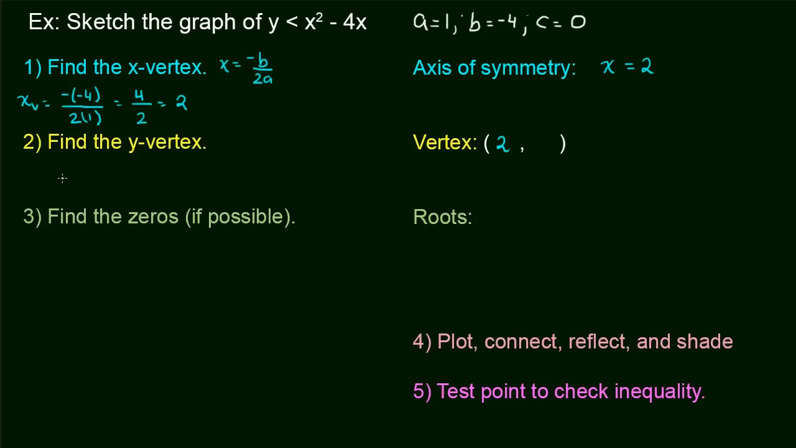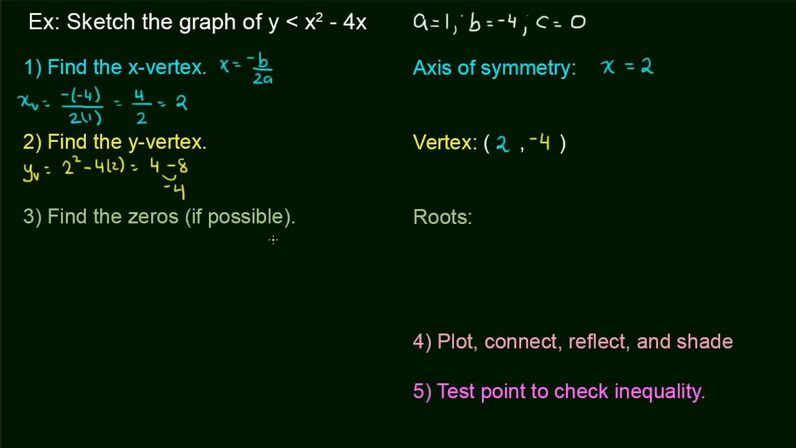Now that I have my x vertex, I'm going to use that to find my y vertex, and to do that I'm going to plug 2 into my original function. So I have 2 squared minus 4 times 2. 2 squared I know is 4. Negative 4 times 2 is negative 8. And 4 minus 8 gives me negative 4. So the y coordinate of my vertex is negative 4.